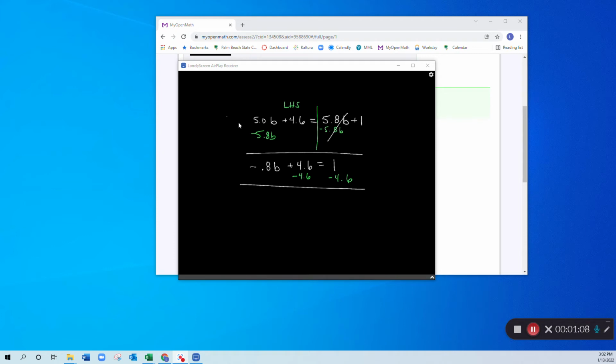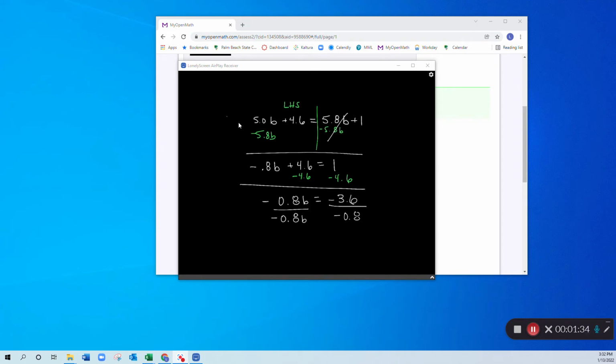Bring down the negative 0.8b, and that leaves us with negative 3.6. Divide both sides by negative 0.8 or negative 0.8. Those are the same things.